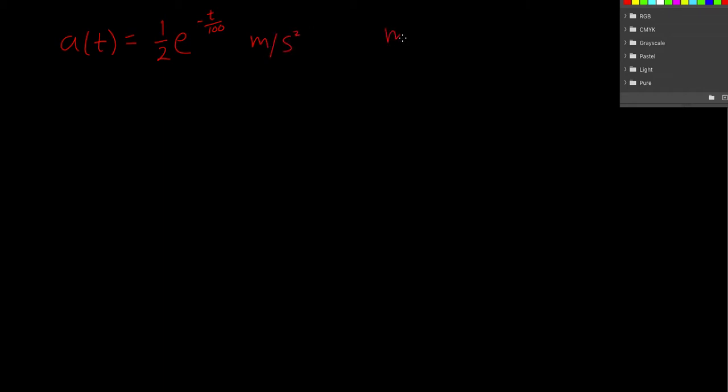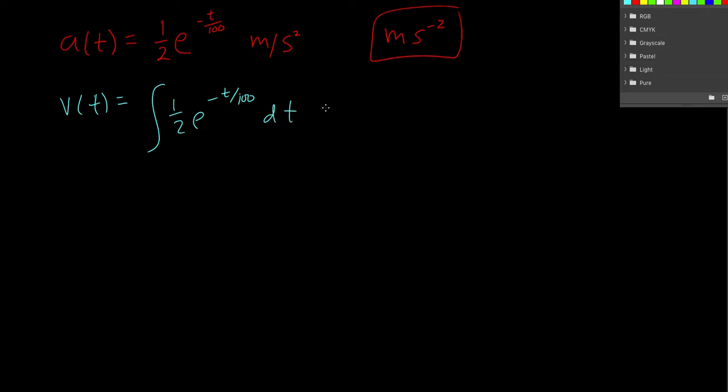Once again, your book writes it like this, but just know that this thing is the same thing as this thing. Okay, so first they want us to find velocity. And so to go from acceleration to velocity, we need to take the integral. So we have 1/2 e to the negative t over 100 dt.